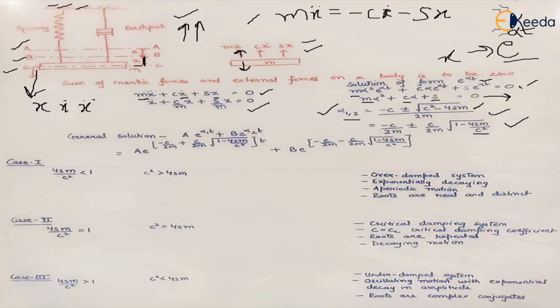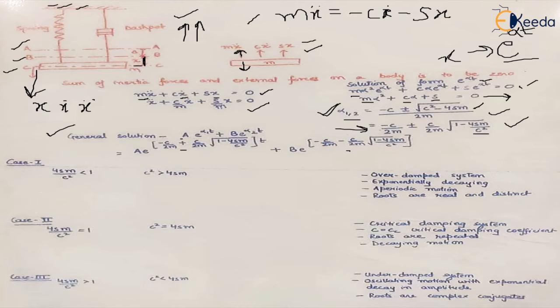Now for these roots, if we want to write the general solution, it will be A e raised to the power alpha 1 into t plus B e raised to the power alpha 2 into t, where A and B are constants and alpha 1 is this root. And if we write the value of roots in this equation, alpha 1 is with the plus sign and alpha 2 is with the negative sign. So this is the equation that we have written for the general solution.